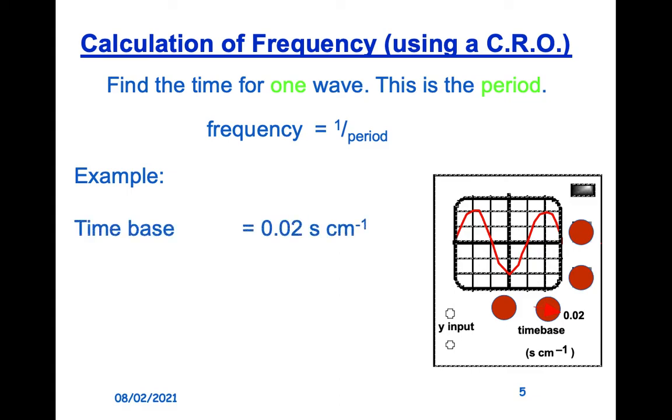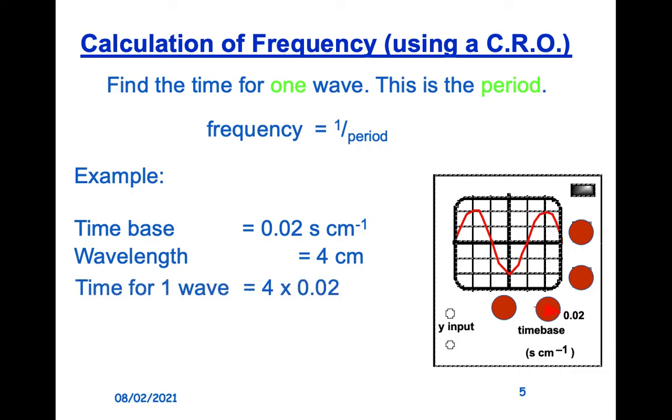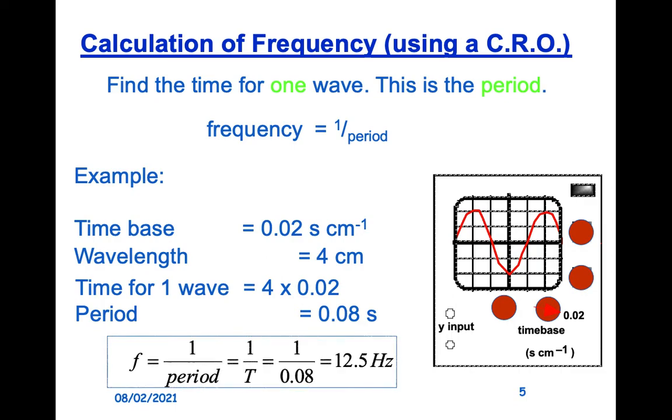So for example, on this one, the oscilloscope is set with 0.02 seconds per centimetre as our time base, so that's our x-axis. If we look at that wave, one full wavelength takes up 4 boxes or 4 centimetres. The time base is 0.02 seconds per centimetre, so that gives you 0.08 seconds for a complete wave. So the period is 0.08 seconds, and 1 over the period gives you a frequency of 12.5 Hertz.